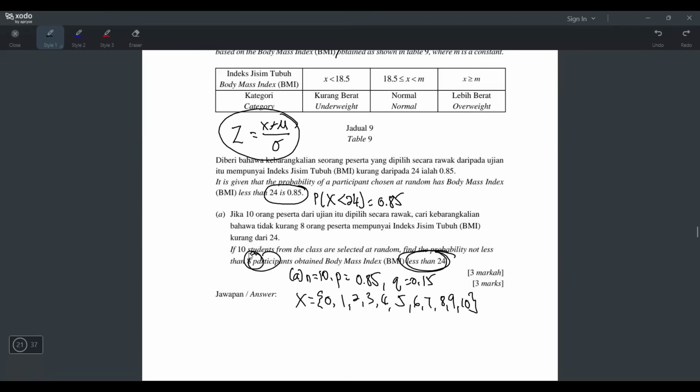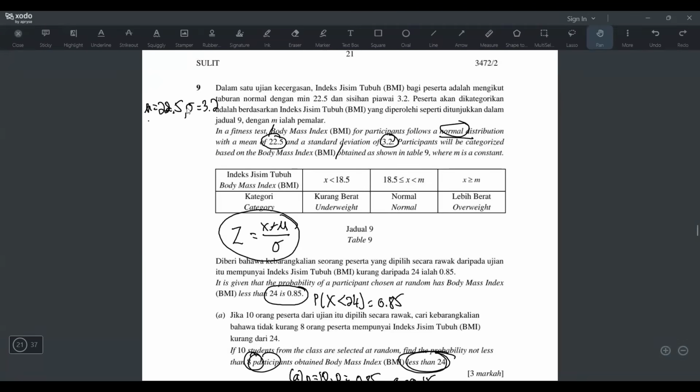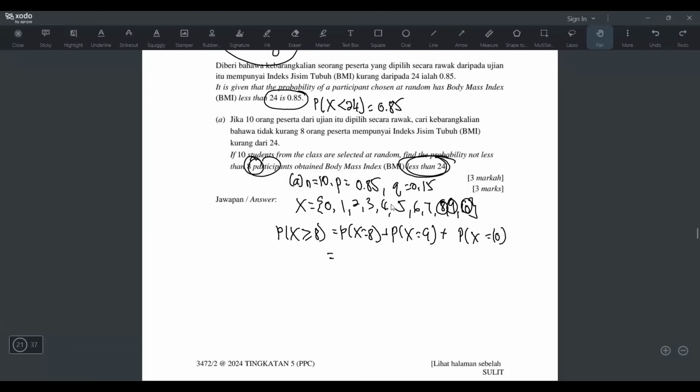Now we can look at the 8. They want you to find P(X) not less than 8. It means bigger or equals 8. Not less than 8, right? So you want 8, 9, and 10. So I will find P(X=8) plus P(X=9) plus P(X=10), right? So this is actually a binomial distribution question. That's why we don't need to use the Z value table. And the mean and standard deviation, we don't use them also. We don't need to convert to Z, because this one actually is a binomial. So you don't need the Z value table.